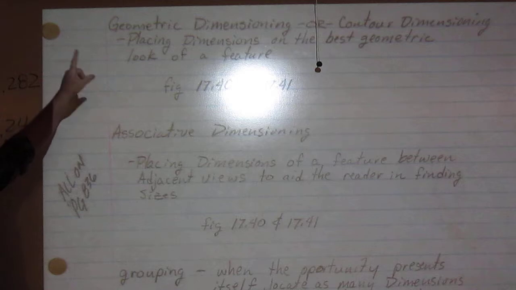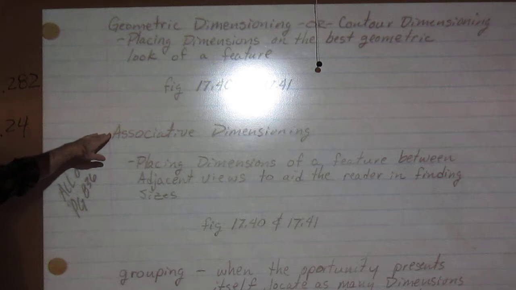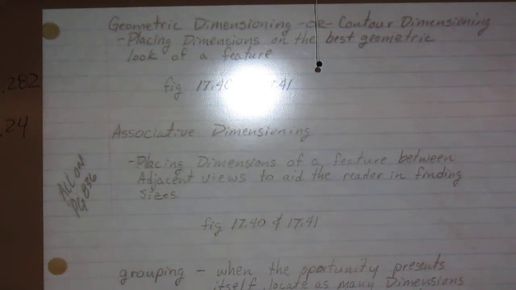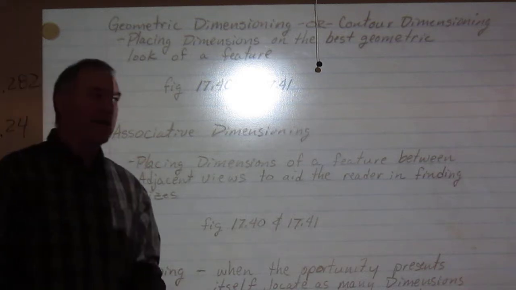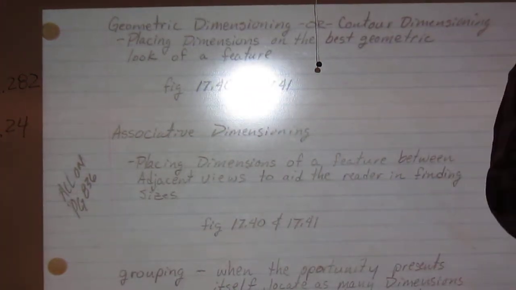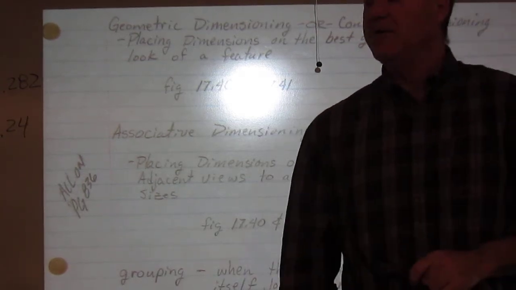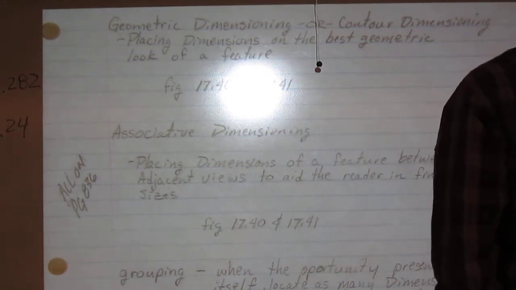Your text uses the words kind of synonymously. You also do associative dimensioning. Associative dimensioning is placing dimensions between multi-views so that you can use the dimension on two different views. The last thing you do is what's called grouping. Grouping has really two meanings. It is placing like dimensions together. We want to try and keep as many dimensions in the same place as possible so somebody's not hunting for them. We do that on the object as a whole.